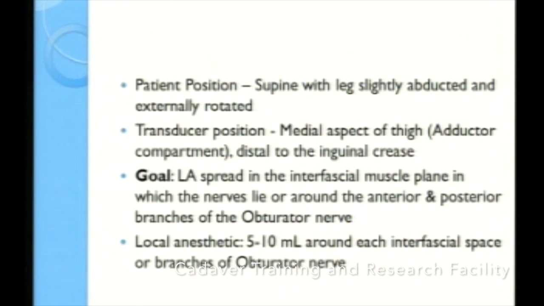I will show on my workstation that the goal should be local anesthetic spread. The obturator nerve lies between the fascial planes of the adductor muscles: adductor longus, adductor brevis and adductor magnus. The anterior division lies between adductor longus and brevis, and the posterior division lies between adductor brevis and adductor magnus. So it is again like the TAP block, a transfascial block.